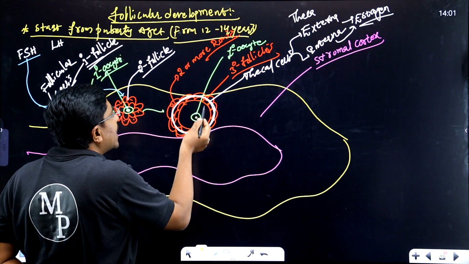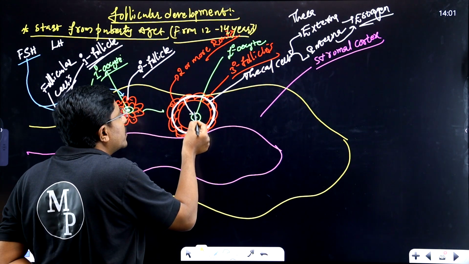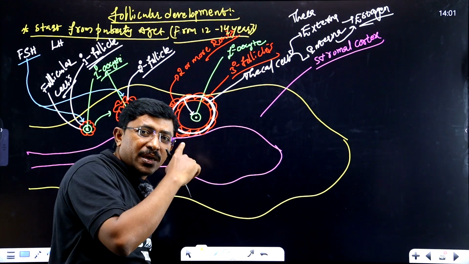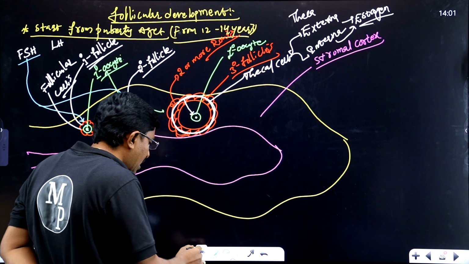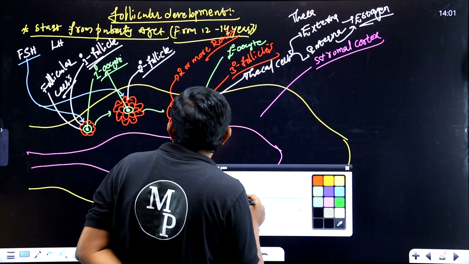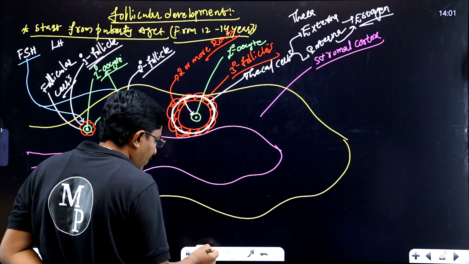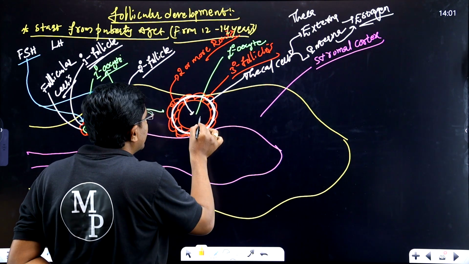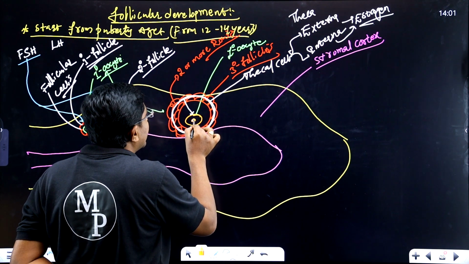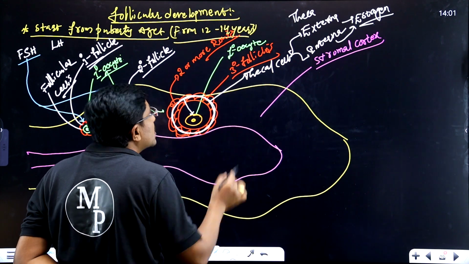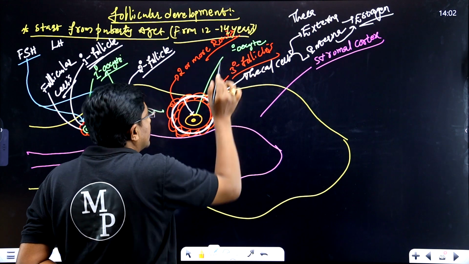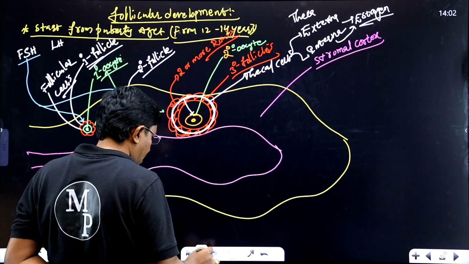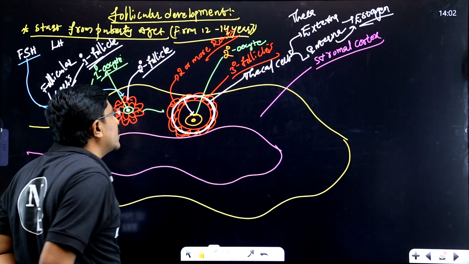The estrogen can stimulate the primary oocyte for the completion of meiosis 1. Now it will develop into the secondary oocyte. Now this is developed into the secondary oocyte. It is the secondary oocyte.